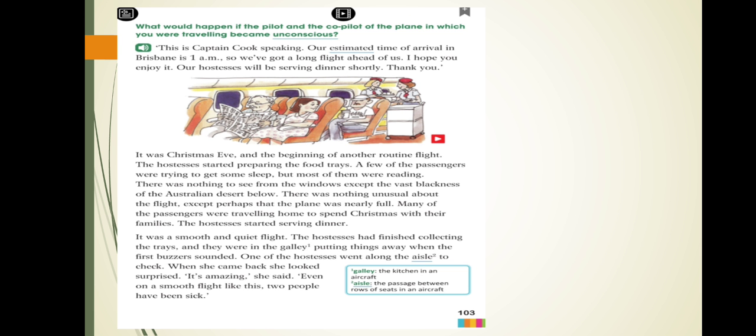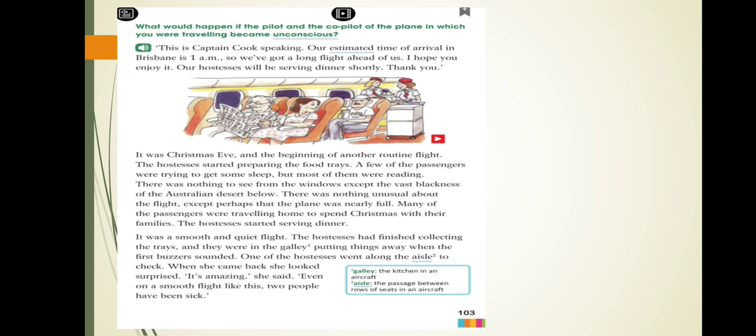Okay, now we will start with the explanation. This is Captain Cook speaking. Our estimated time of arrival in Brisbane is 1 a.m. So we have got a long flight ahead of us. I hope you enjoy it. Our hostesses will be serving dinner shortly. Thank you. You know that when you take a flight, before take off, there are announcements.